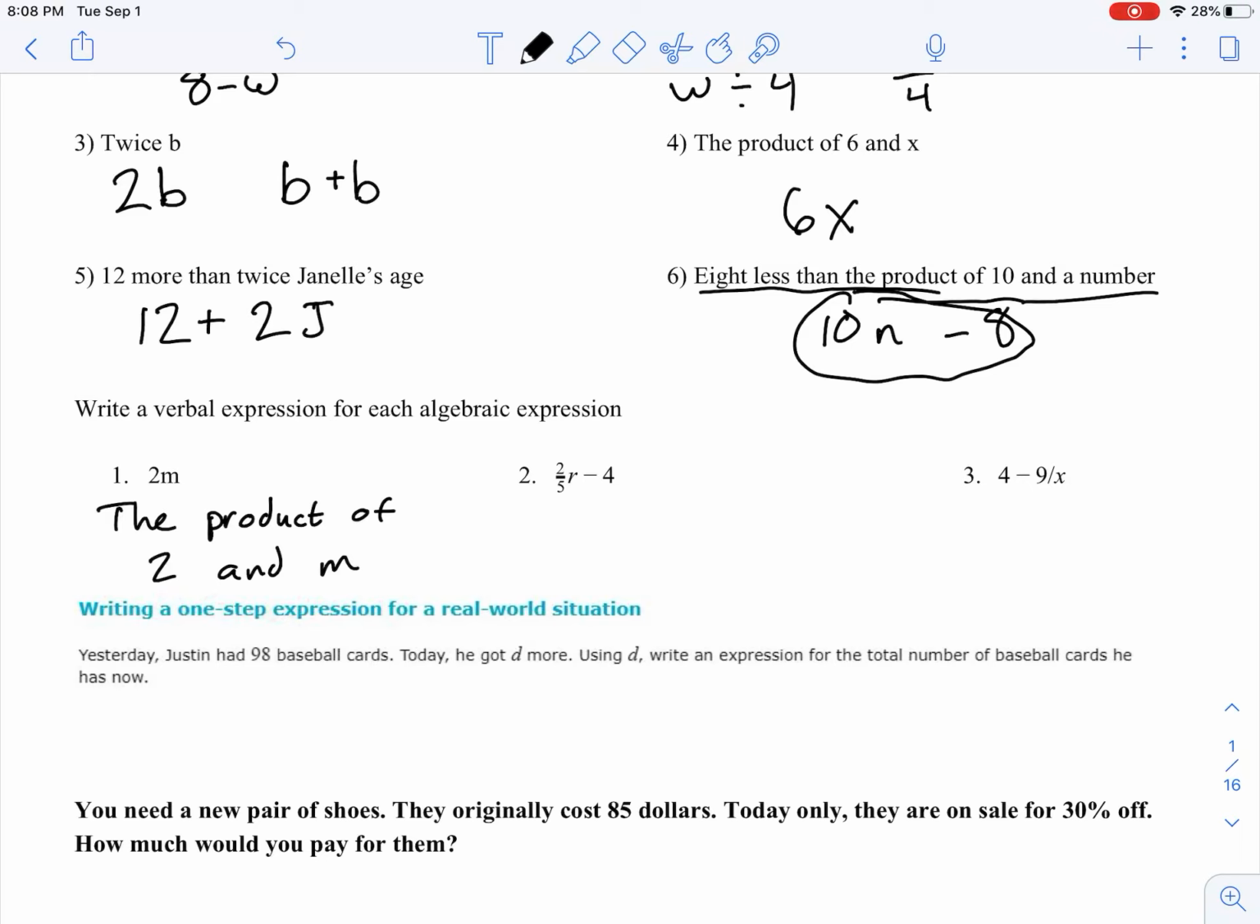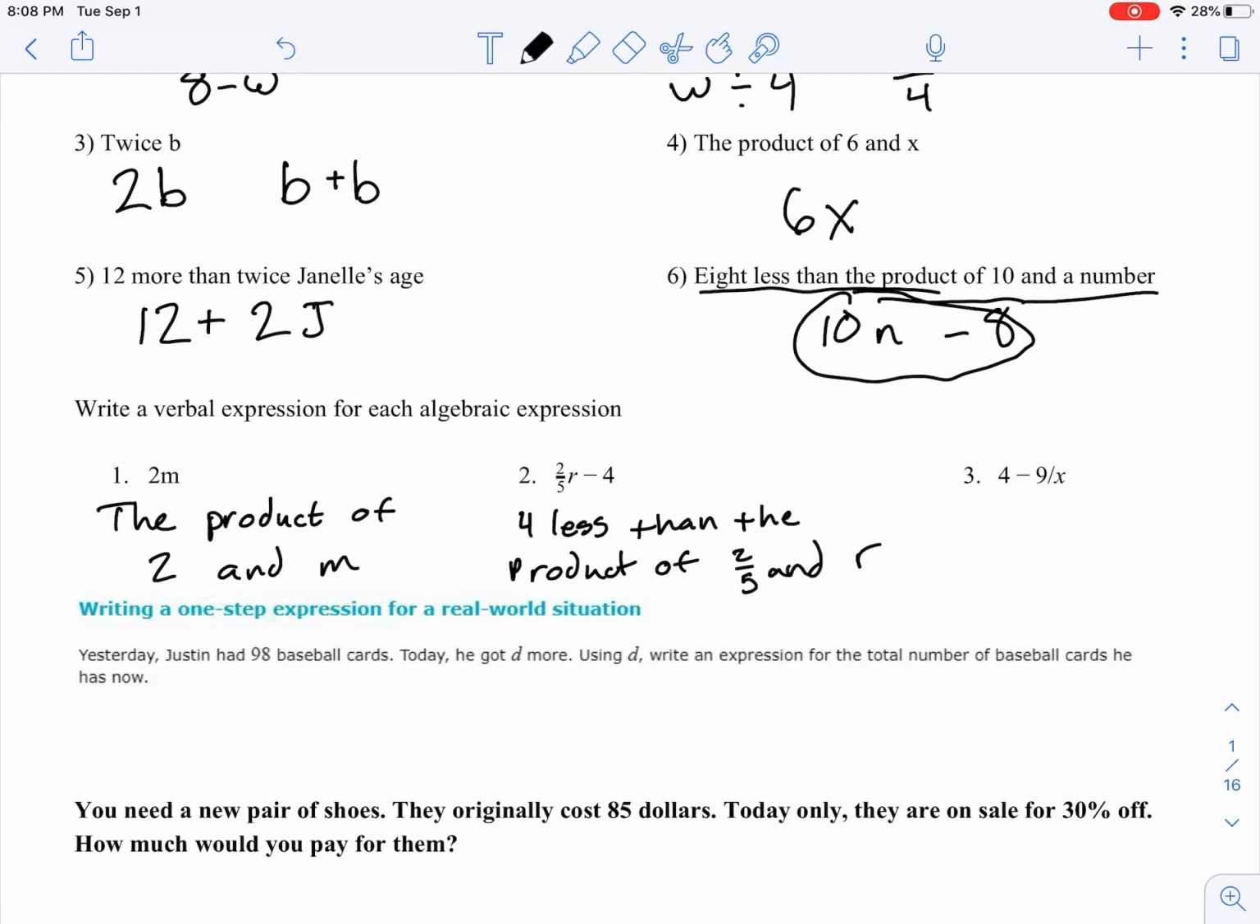This one here, we have a fraction. It's really not that scary though, and honestly it looks a lot like number 6. We have two things being multiplied together and then subtracting something at the end. So let's make it similar to number 6. Number 6 says 8 less than the product of 10 and a number. This one would be 4 less than the product of 2/5 and r.